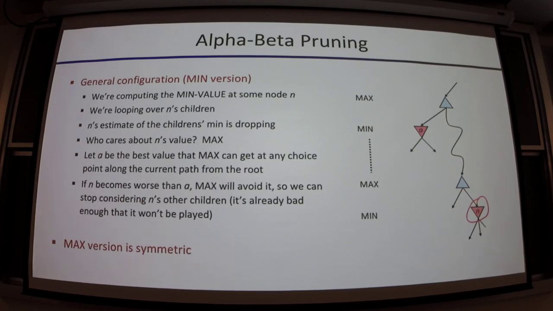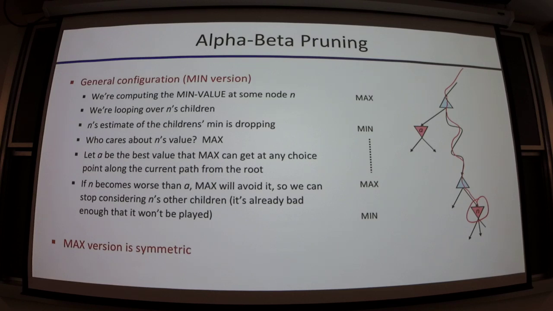Who cares about what n's value is? That would be max's node, right? So if we assign some value a to the best value that max can get at any choice point along the current path from the root, then if n becomes worse than a, we can ignore it forever.